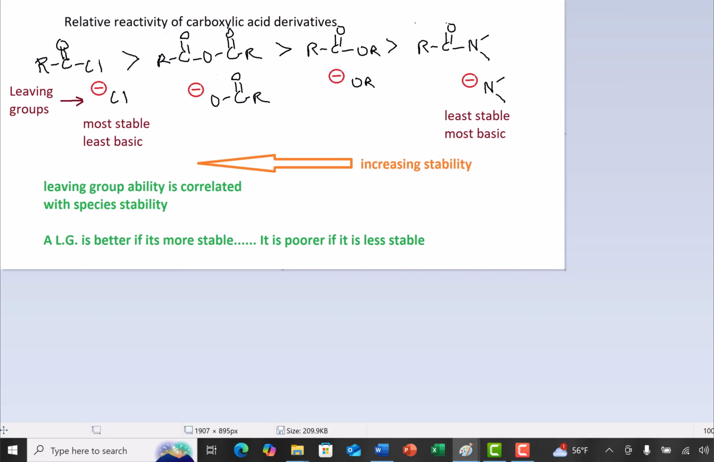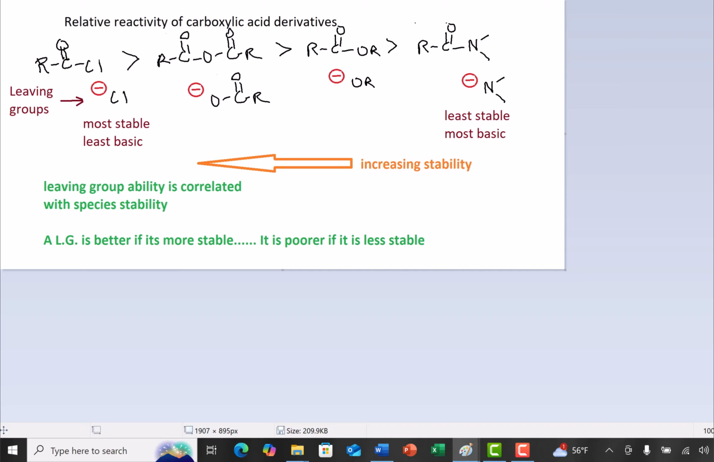Now, leaving group ability is correlated with species stability. And I've just indicated here, the most stable of these leaving groups is the one that's just the weakest base, and that would be the chloride ion. The least stable leaving group is the one that is the strongest base, the most basic. So if you look at that correlation, leaving group ability correlates with species stability. A leaving group is better if it's more stable. It is poorer if it's less stable.